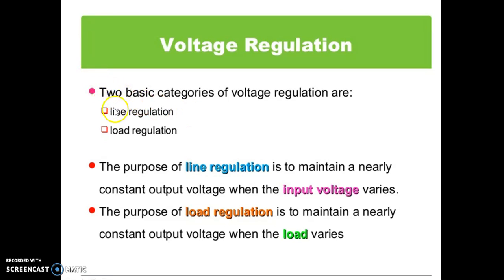So as the name itself indicates, you are regulating the output voltage when there is a change in the line. Line here means the input voltage. The purpose of line regulation is to maintain a nearly constant output voltage when the input voltage varies. So this is what line regulation means.